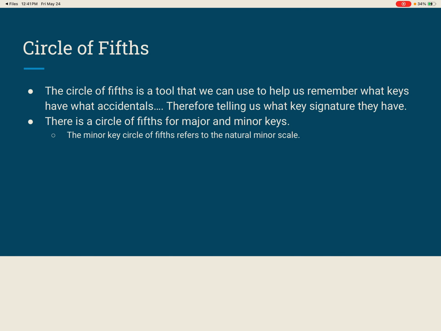However, you can use this tool called the circle of fifths to remember what number of accidentals belong to each key. There is a major and a minor version of the circle of fifths, and the minor key circle of fifths refers to the natural minor scale. So, as a reminder, the natural minor scale is similar to a major scale, but with the scale degrees 3, 6, and 7 lowered by a half step. Or you can think about natural minor scales being the following whole and half steps: whole, half, whole, half, whole.